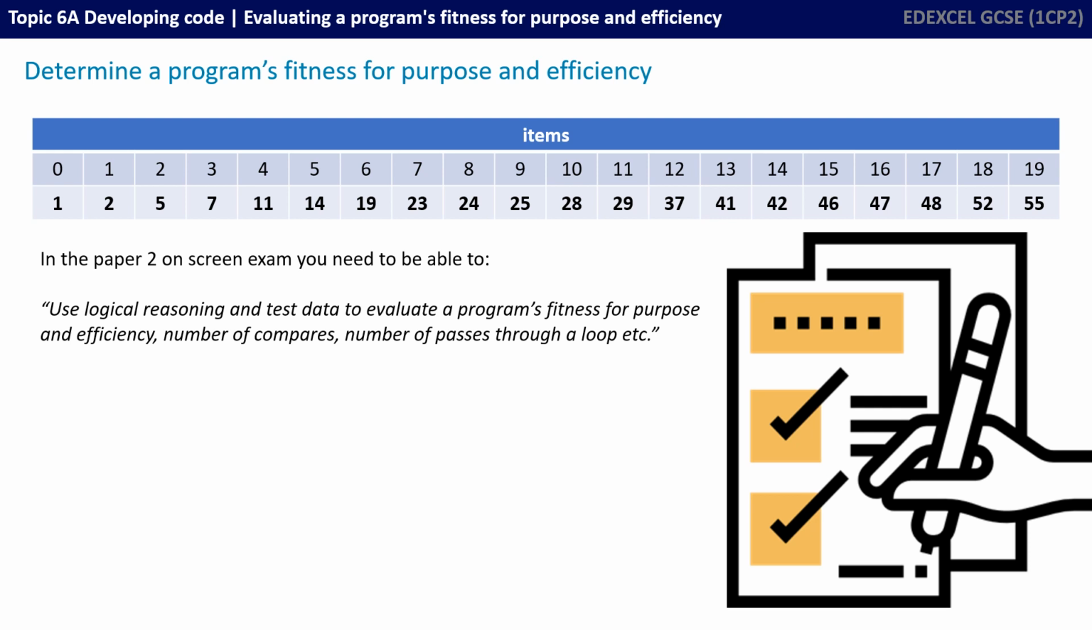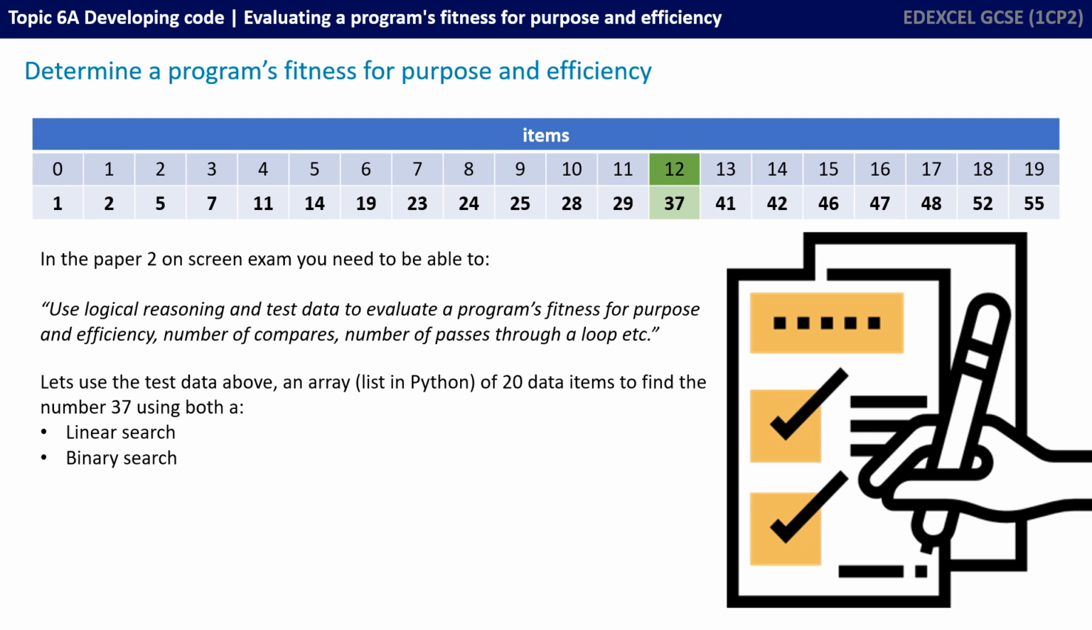So in the paper 2 on-screen exam, you need to be able to use logical reasoning and test data to evaluate a program's fitness for purpose and efficiency. For example, the number of compares or the number of passes through a loop, etc.